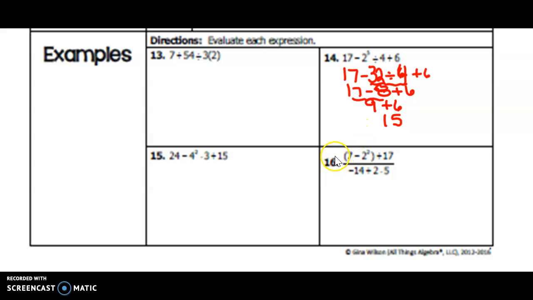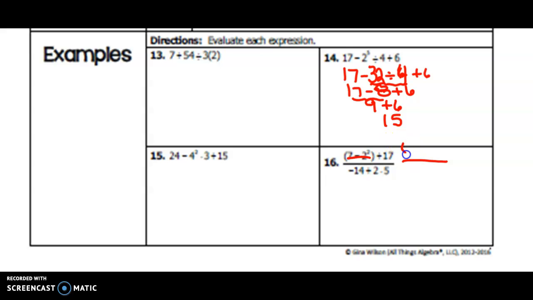So let's take a look at 16. 16 has a fraction bar, and we talked a little bit about this when we were talking about groupings. Groupings are sometimes in numerators and denominators, and this is going to be really important that we make sure we get everything done in the numerator and everything done in the denominator before we try to actually go ahead and divide.